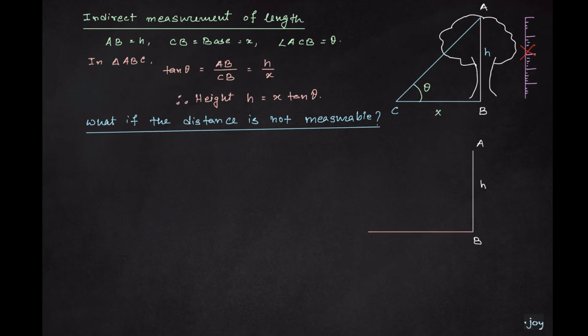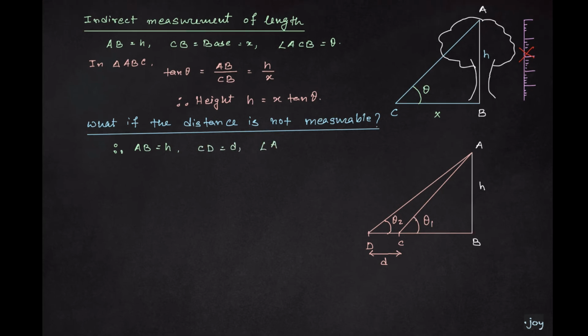Now we have to choose 2 points of observation C and D, and from these 2 points of observation one can measure the two angles of elevation theta 1 and theta 2 by using a sextant. The distance between these 2 points of observation is D, as the base length is not measurable. So AB equals h, CD equals D, the distance between the 2 points of observation, and the two angles of elevation are angle ACB, theta 1, and angle ADB, which is theta 2.